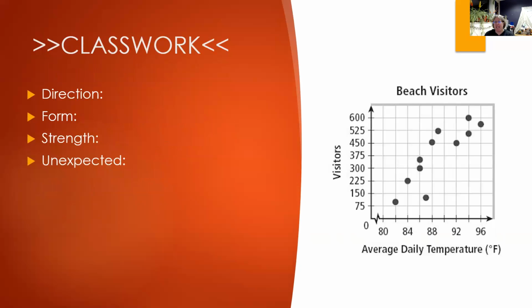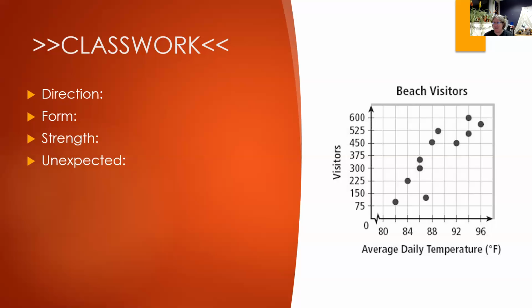All right, so let's give an example and give this a try. You have a scatter plot here with beach visitors, and along the horizontal axis, the x-axis, we have the temperature, and then along the vertical axis, the y-axis, we have the number of visitors. So I'd like you to try and identify the direction, form, strength, and the unexpected. There's one point there that doesn't fit, so see if you can come up with a reason for that. Go ahead and pause the video, give that a chance to try out.